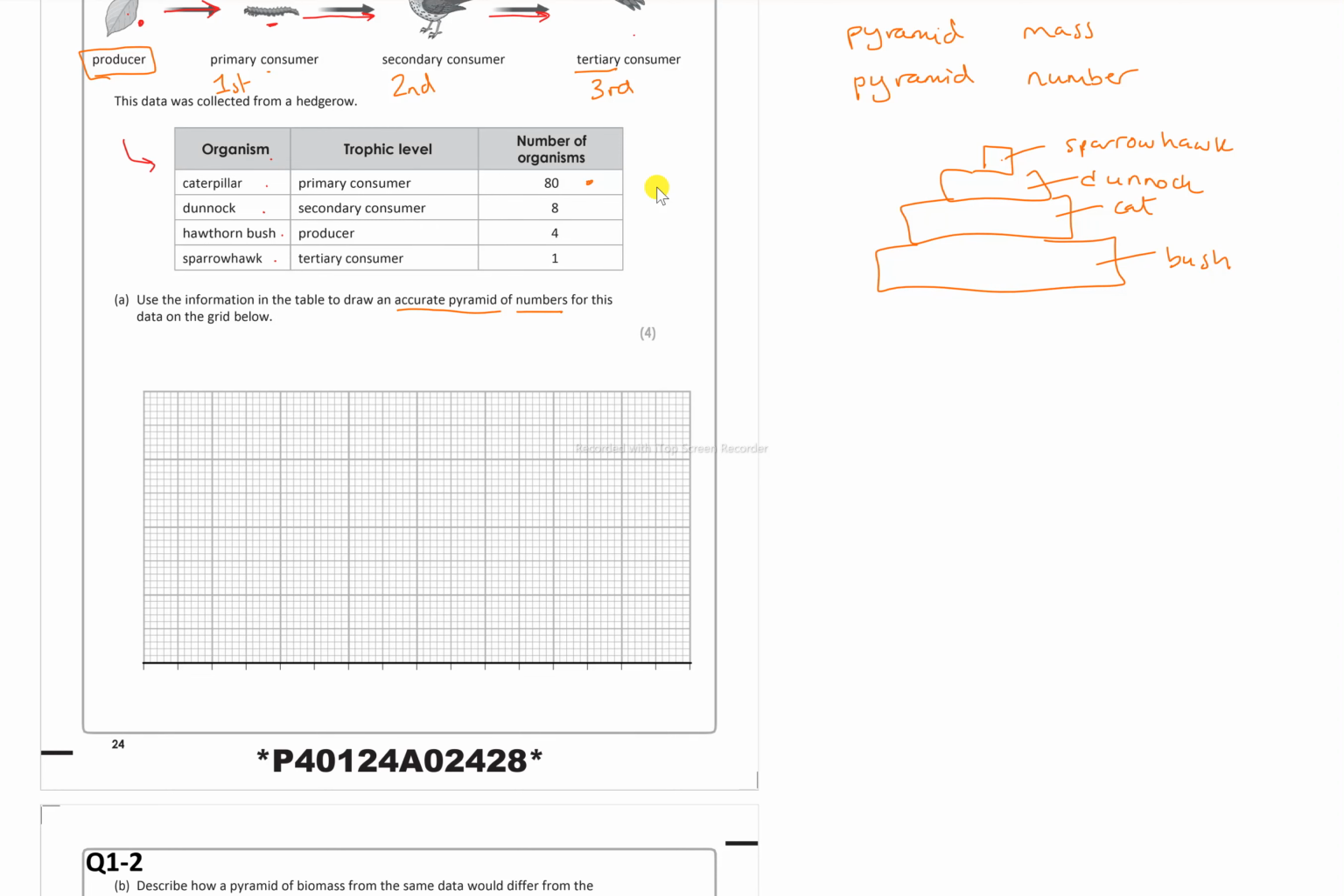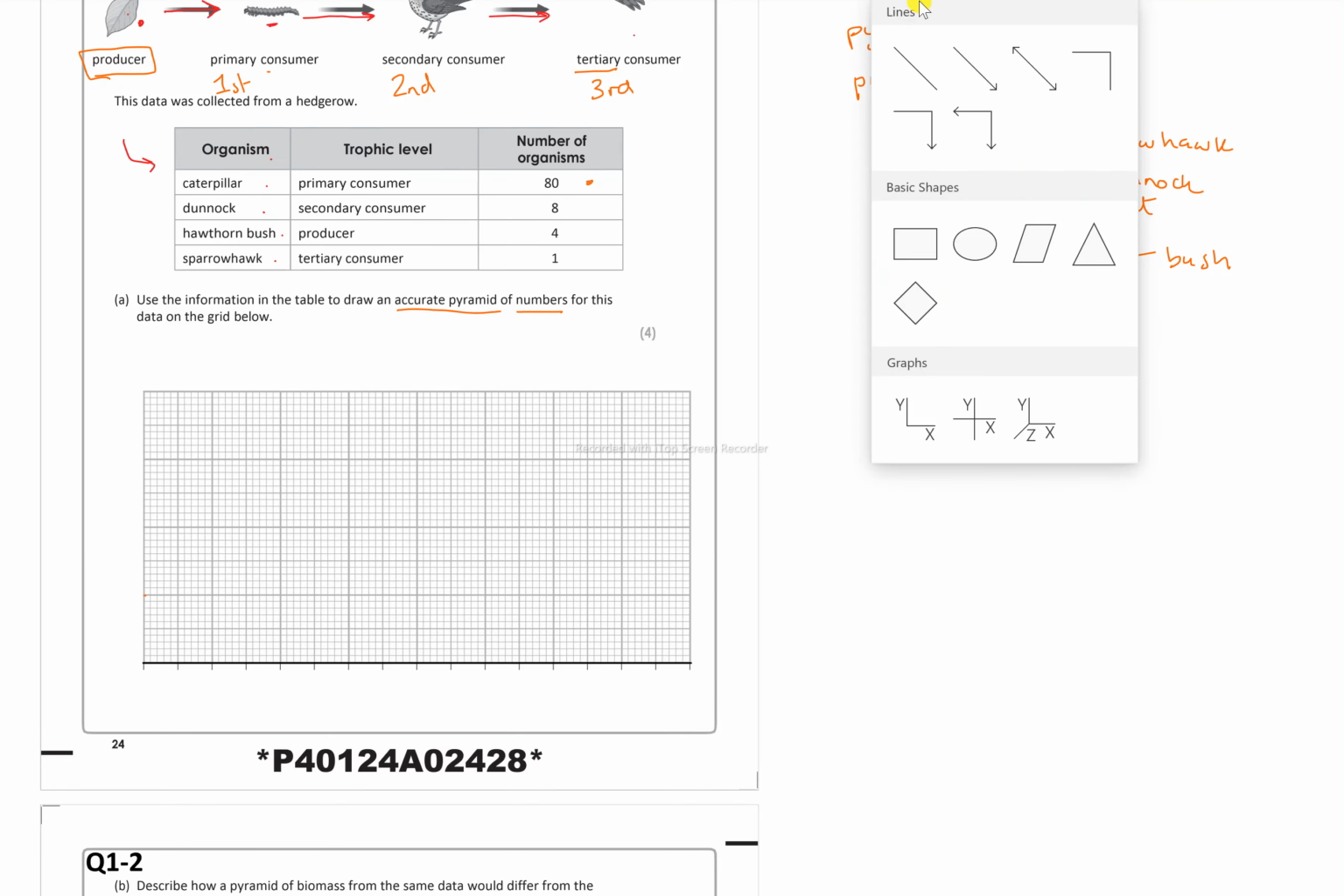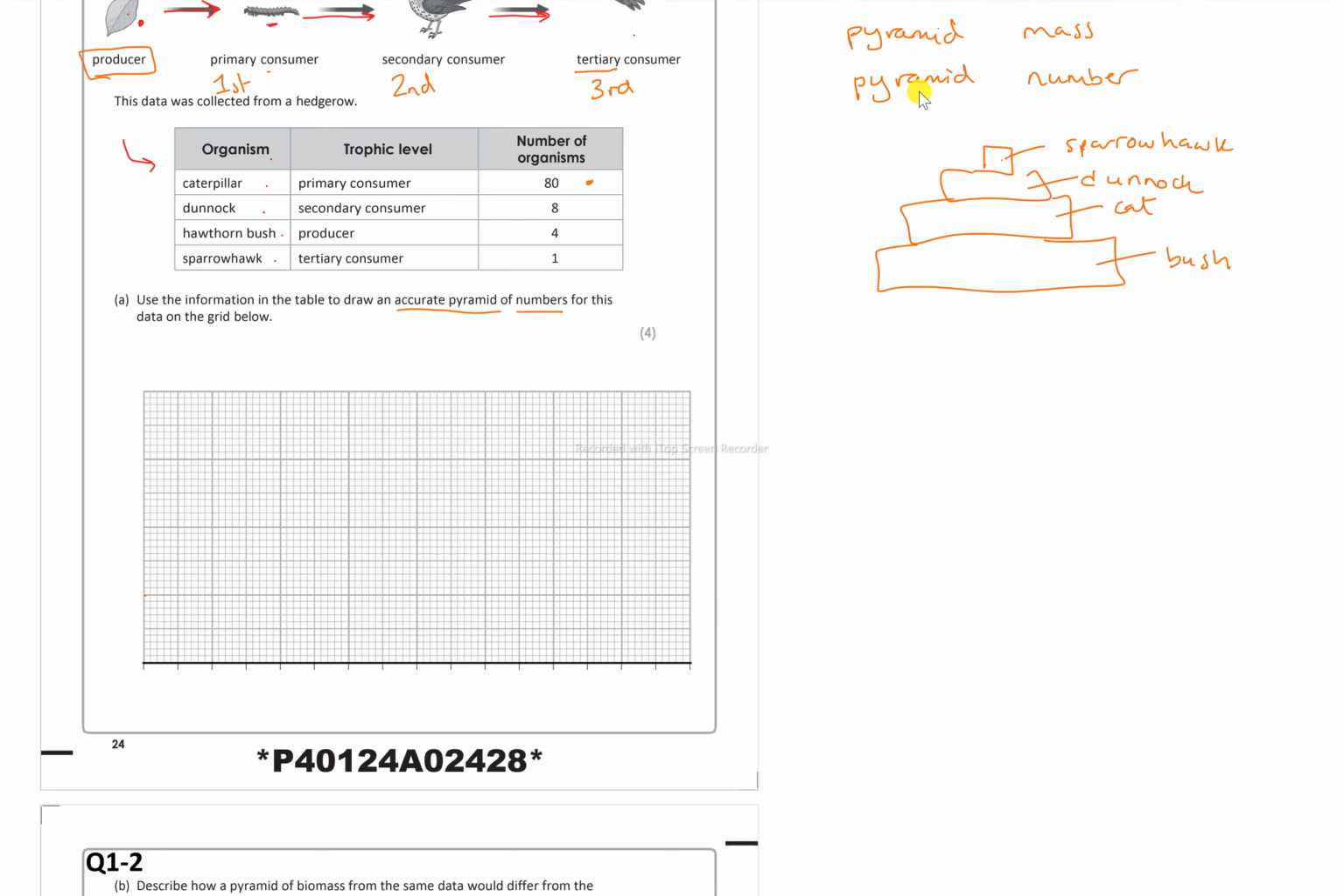So basically, what we do is you've got 80 caterpillars at the bottom. So right, this will be interesting. Let me have a quick look. 1, 2, 3, 4, 5, 6, 7, 8. Okay, I've got 8, and I've got 80. So what I could do, I could quite easily draw a line. How am I going to do this? Shapes. We have a zillion. Okay. I could, because it works out really nice, actually.